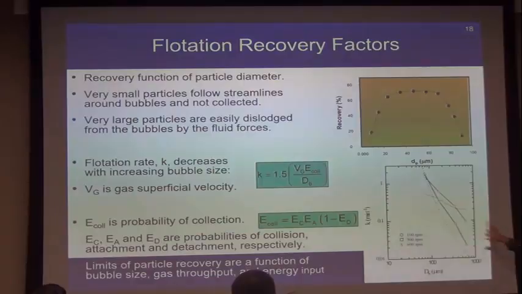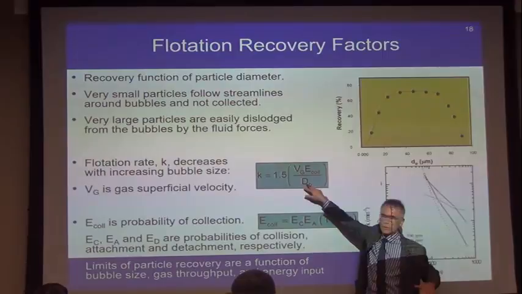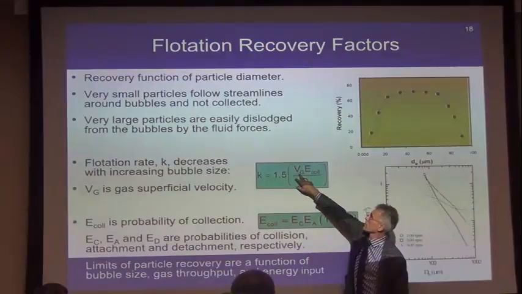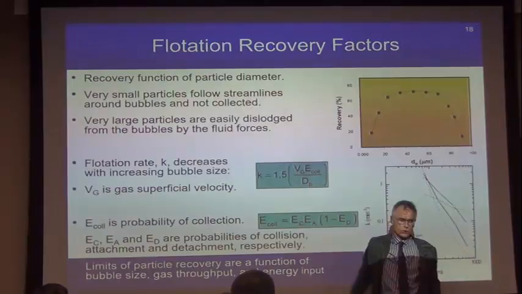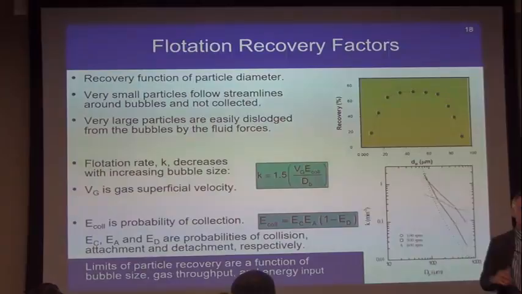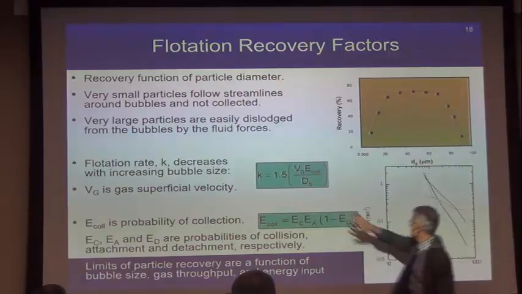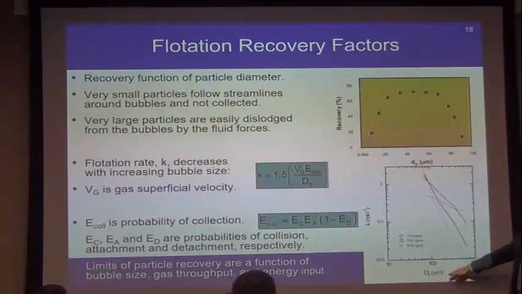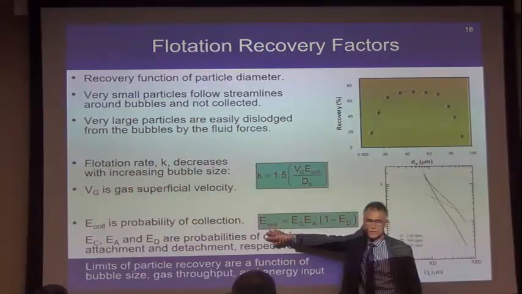This is much the same work here. You notice that smaller bubbles give you greater rate constants, increasing the gas rate, and the other term is the collection efficiency. In the minerals industry there's quite a lot of empiricism in that. They've defined this rate constant, and you can see the rate constant going down as the bubble size increases. They also introduce this collection efficiency, which is a combination of the collision efficiency.